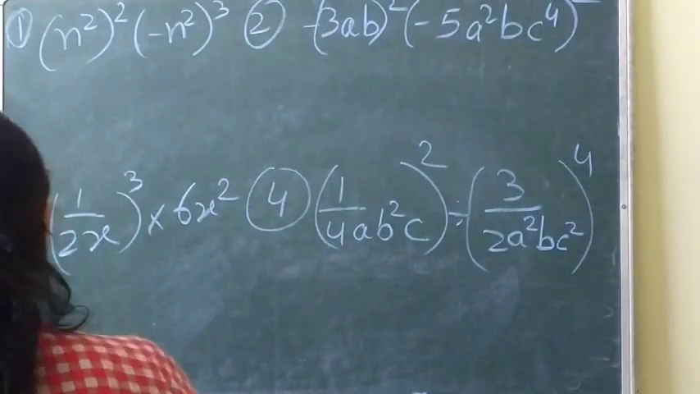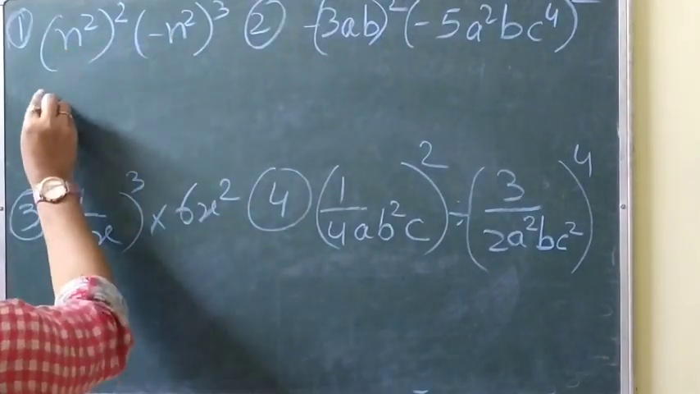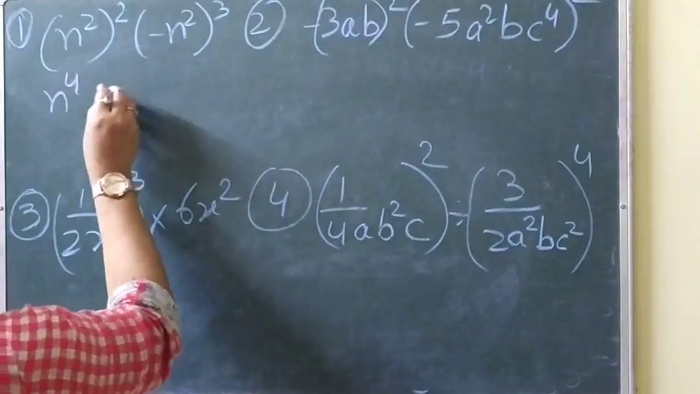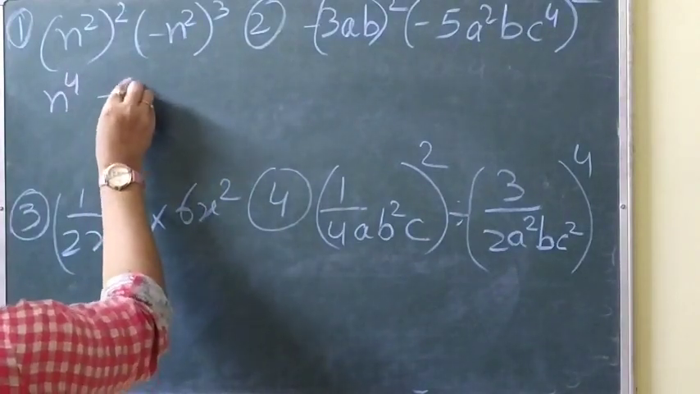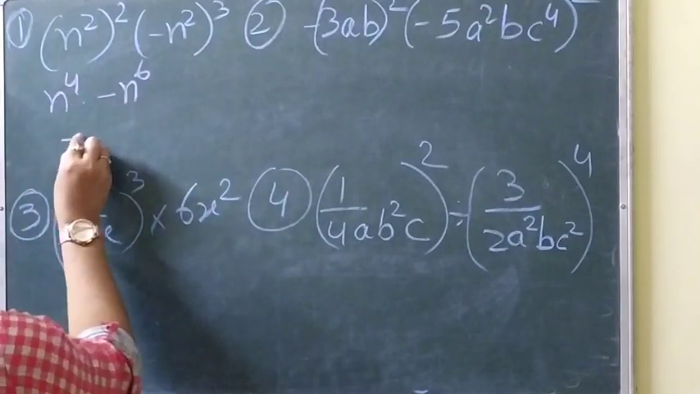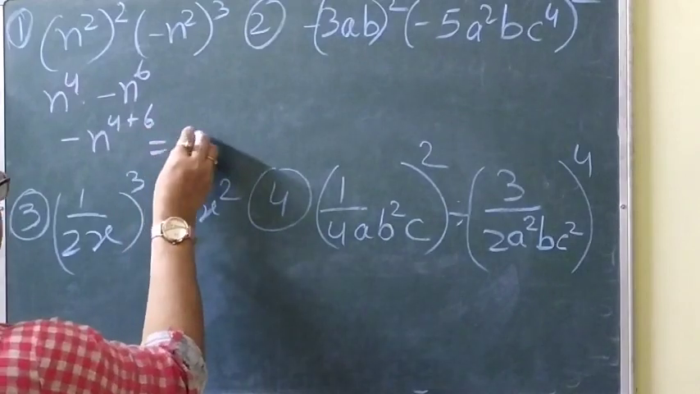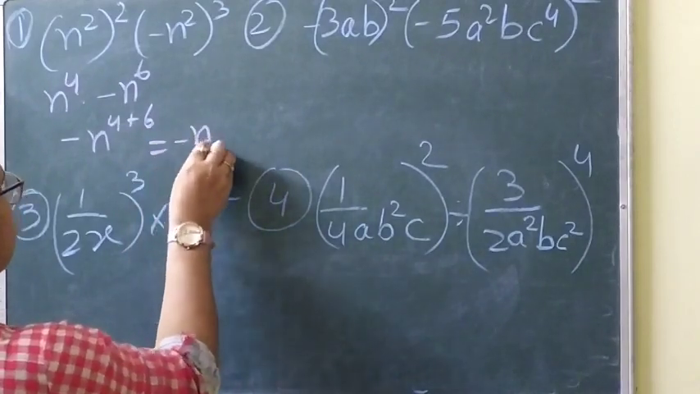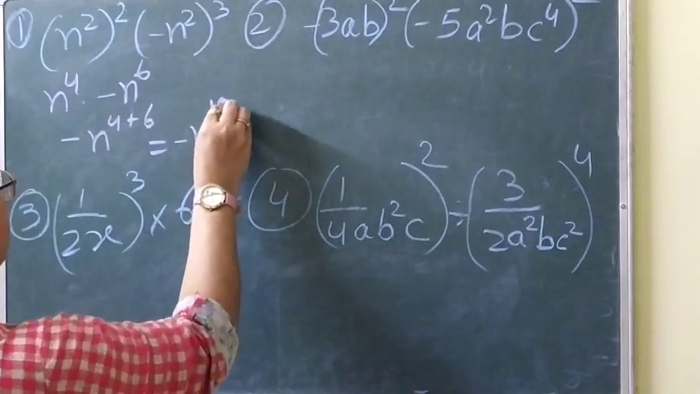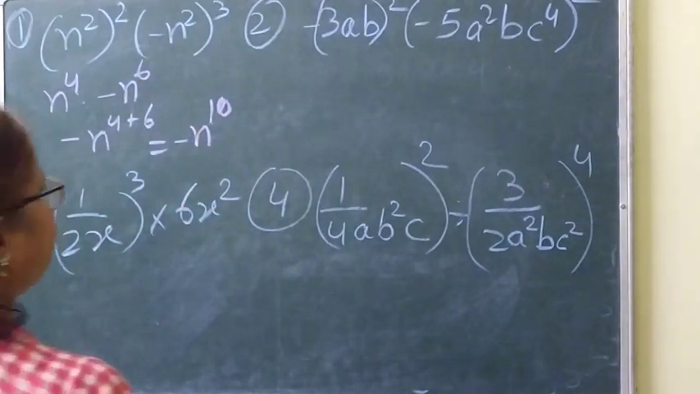Okay, so now n square, what will we do here? We will multiply n to the power 2 into 2, 4, and then here minus n to the power 3 into 2, 6. Then what will we do? Minus n to the power 4 plus 6. So the answer will be what? Minus n, 6 plus 4 is 10. So this will be the answer: minus n to the power 10.